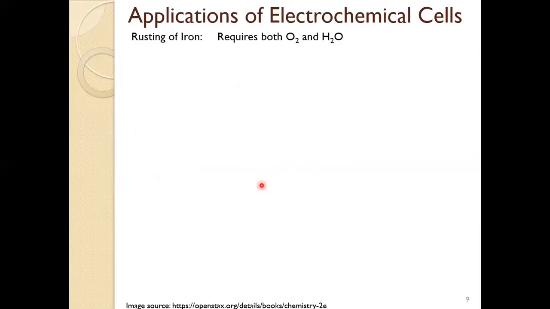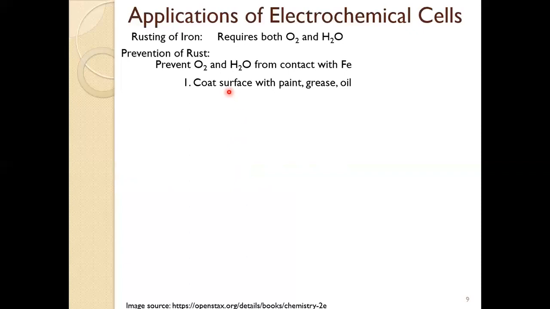So if we want to prevent rust, we want to minimize rusting or prevent it from occurring at all, because rust requires exposure both to oxygen and water, then to prevent rust, we need to keep the iron from oxygen and water. And one way to do that is to coat the surface with paint, most commonly grease or oil, and that will physically keep these reactive substances from having contact with the iron.